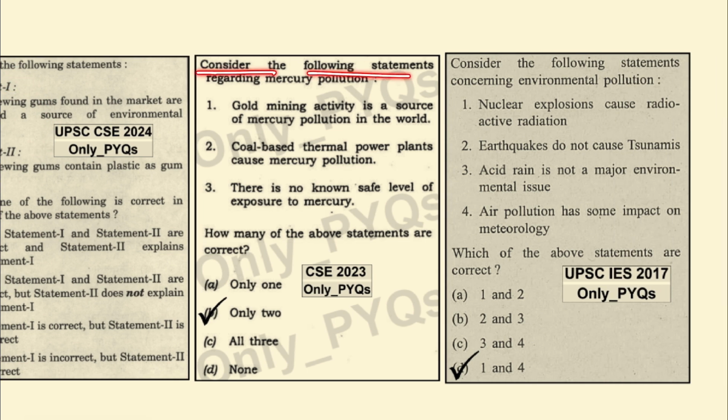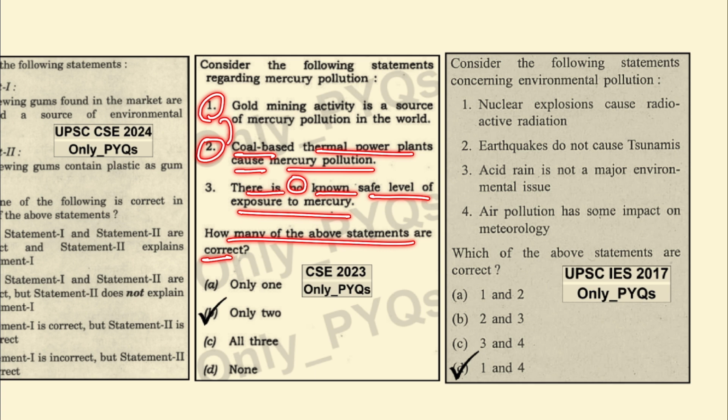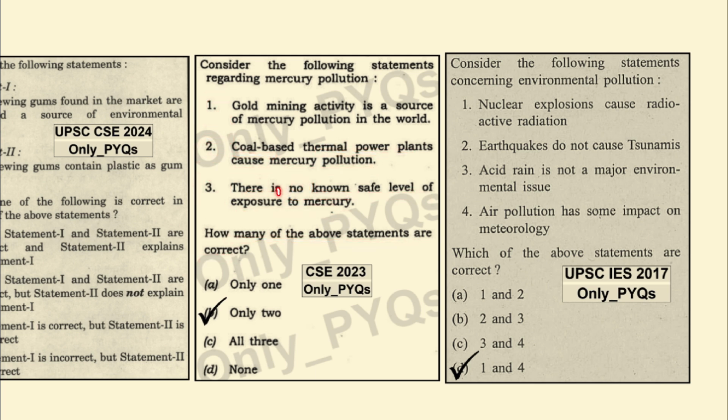Consider the following statements regarding mercury pollution. Gold mining activity is a source of mercury pollution in the world. Coal-based thermal power plants cause mercury pollution. There is no known safe level of exposure to mercury. How many of the above statements are correct? Only 1 and 2 are correct, whereas the third statement is wrong, because it says there is no known safe level of exposure to mercury, but there is a known safe level for mercury exposure.